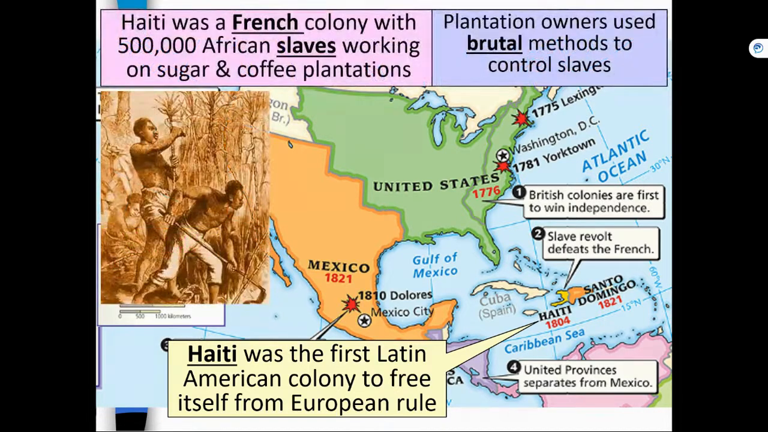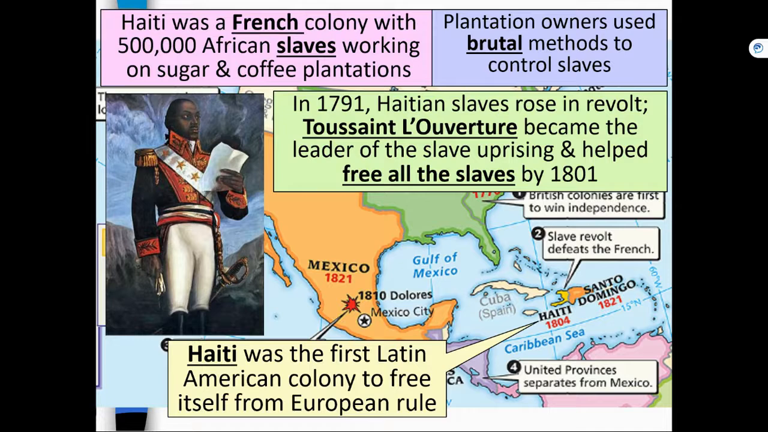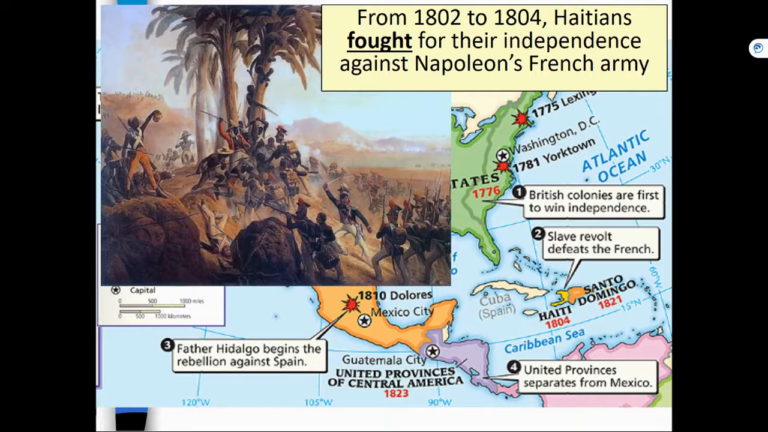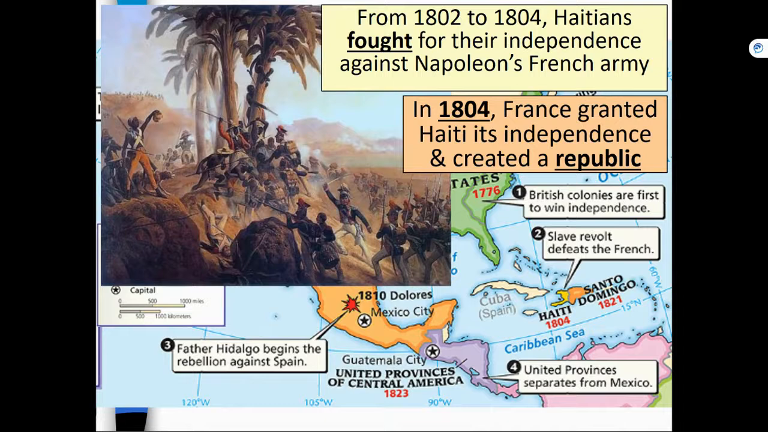Haiti was a French colony with 500,000 African slaves working on sugar and coffee plantations. Plantation owners used brutal methods to control slaves. In 1791, Haitian slaves rose in revolt. Toussaint Louverture became the leader of the slave uprising and helped free all the slaves by 1801. From 1802 to 1804, Haitians fought for their independence against Napoleon's French army. In 1804, France granted Haiti its independence and created a republic.